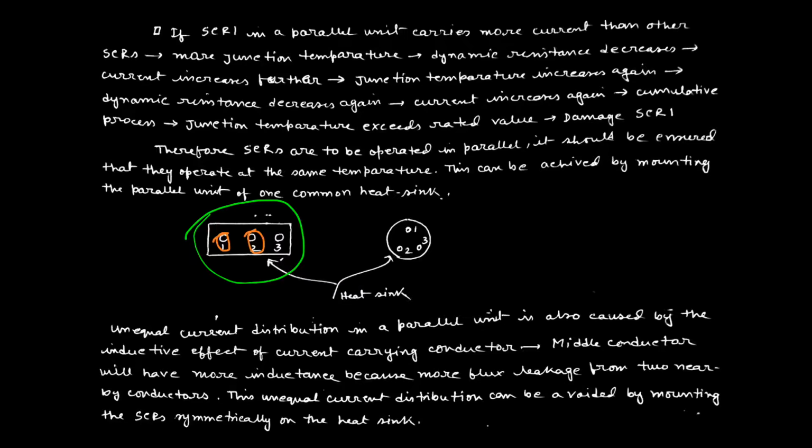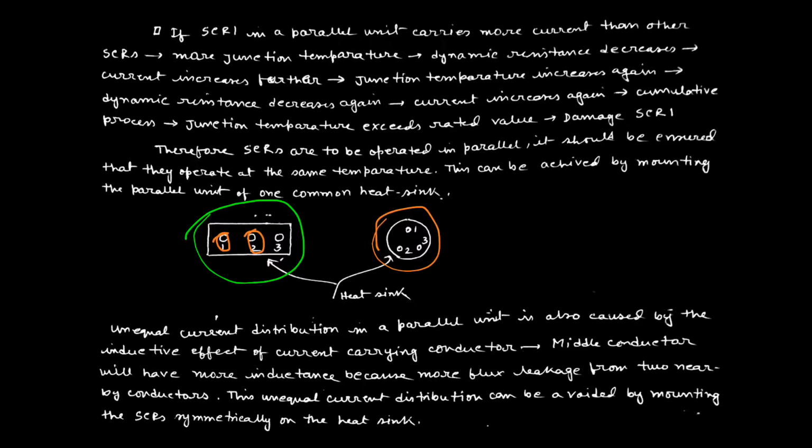That means the current is not equally distributed due to this kind of heat sink arrangement. To prevent this, we can arrange the heat sink in this way. Here, all the SCRs have the same amount of inductive effect, so the current across each SCR should be the same. That is why we can say unequal current distribution in a parallel unit is also caused by the inductive effect of the current-carrying conductor.